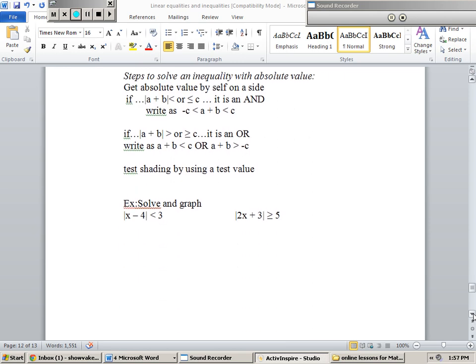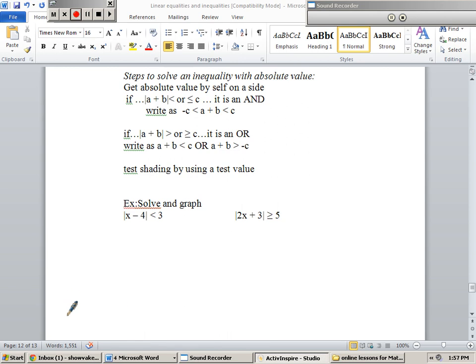Steps to solve an inequality with an absolute value. You're going to do the exact same thing, but you must flip the signs when you put the opposite number on. Okay, so I'm going to split it into 2 and get x minus 4 is less than 3, and x minus 4 and negative 3, but switch the sign. It's the only difference. X is less than 7. Add 4. X is greater than 1.